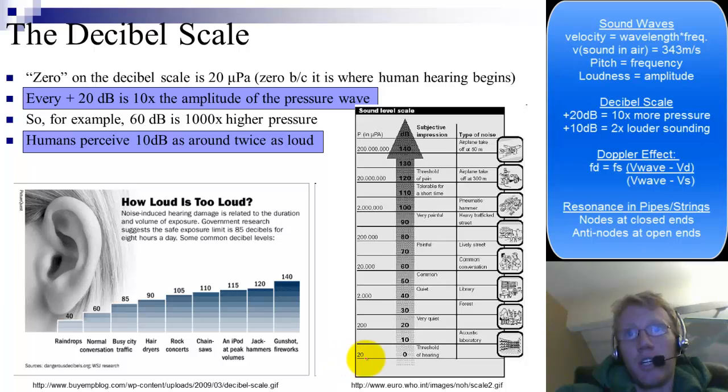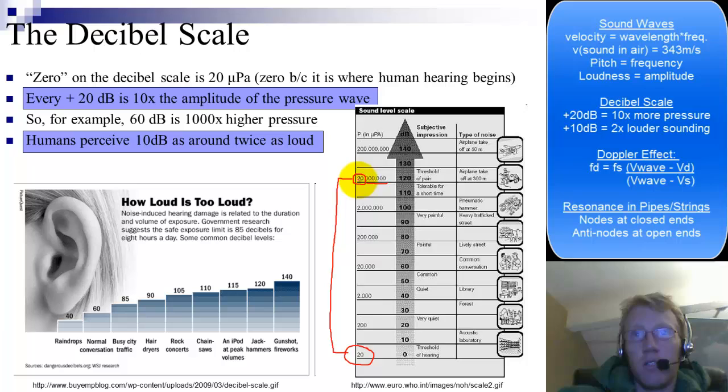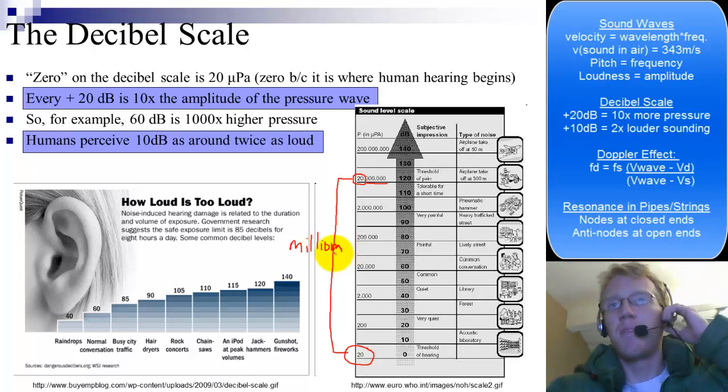So the range here in micropascals, 20 micropascals was the smallest, and 20 pascals we said was the highest that you can hear without feeling pain. So this is 20 pascals, and then you add 6 zeros because the units are micropascals. So this range, from the smallest thing you can hear, which is 20 micropascals, to the threshold of physical pain, 20 pascals or 20 million micropascals, is 1,000,000 times bigger. So, a million.